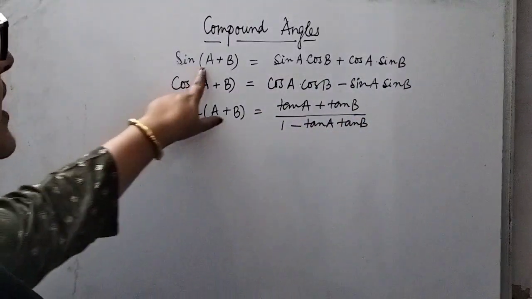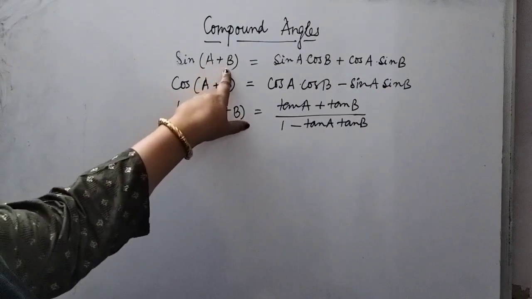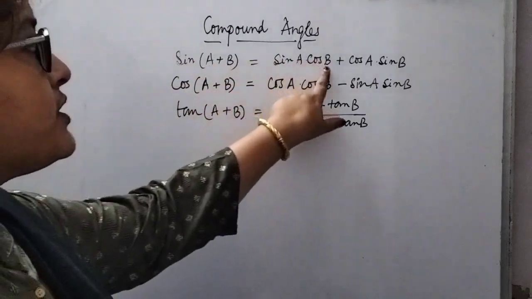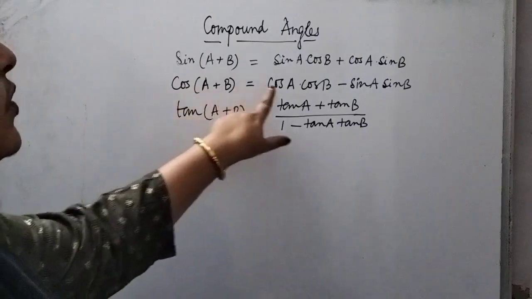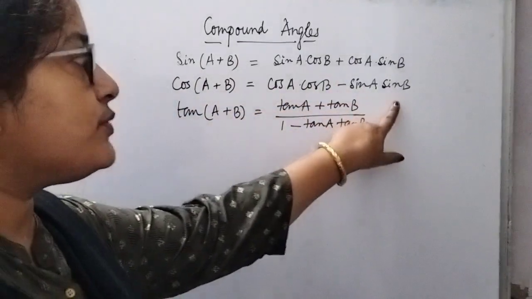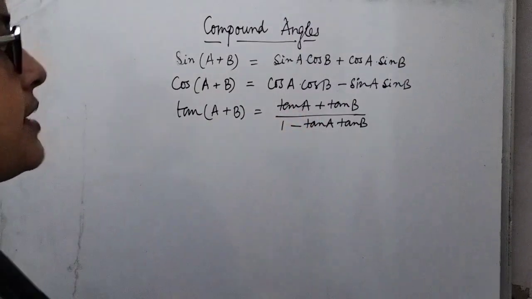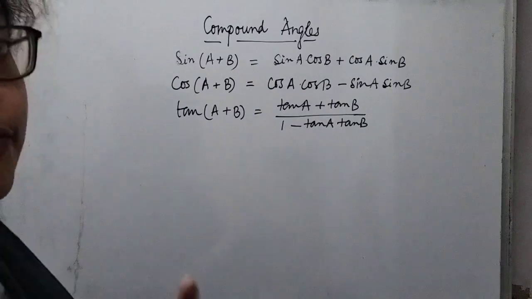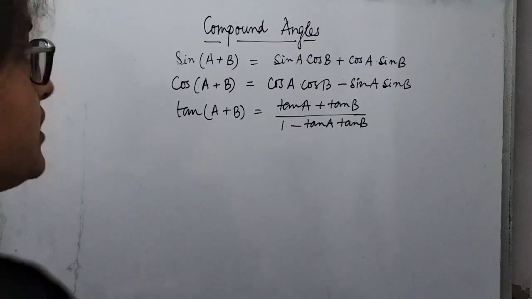Right? So, considering the algebraic summation of the angles A and B, we are getting sine of A plus B is sine A into cos B plus cos A into sin B. Cosine of A plus B equals cos A into cos B minus sin A into sin B. And tangent of A plus B is equal to tan A plus tan B by 1 minus tan A into tan B.